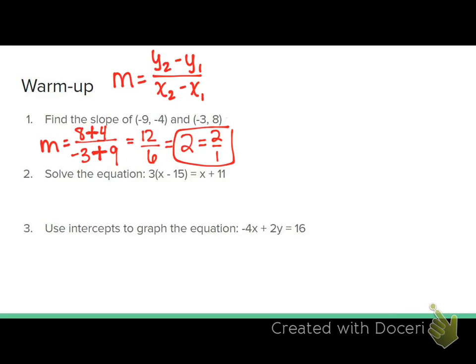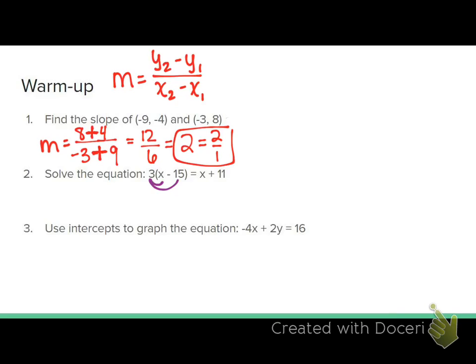On number 2, we are asked to solve the equation. That means we need to get x alone. Anybody have any thoughts on what needs to happen first? Parentheses. Sort of. What do you mean by that? Multiply 3x. Good. We got to multiply the 3 to the x and to the -15. Good. We got to distribute the 3.